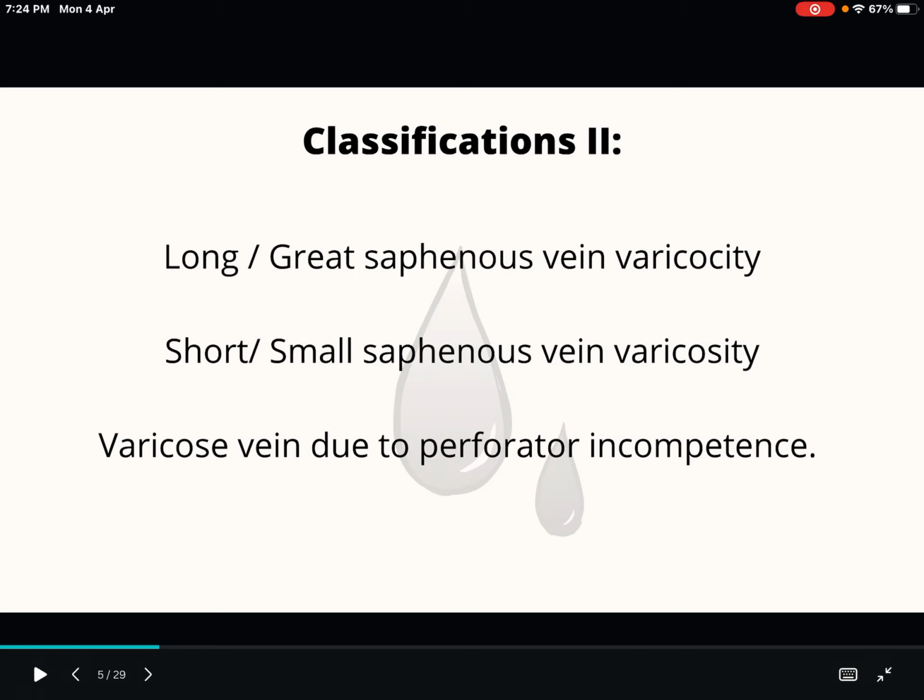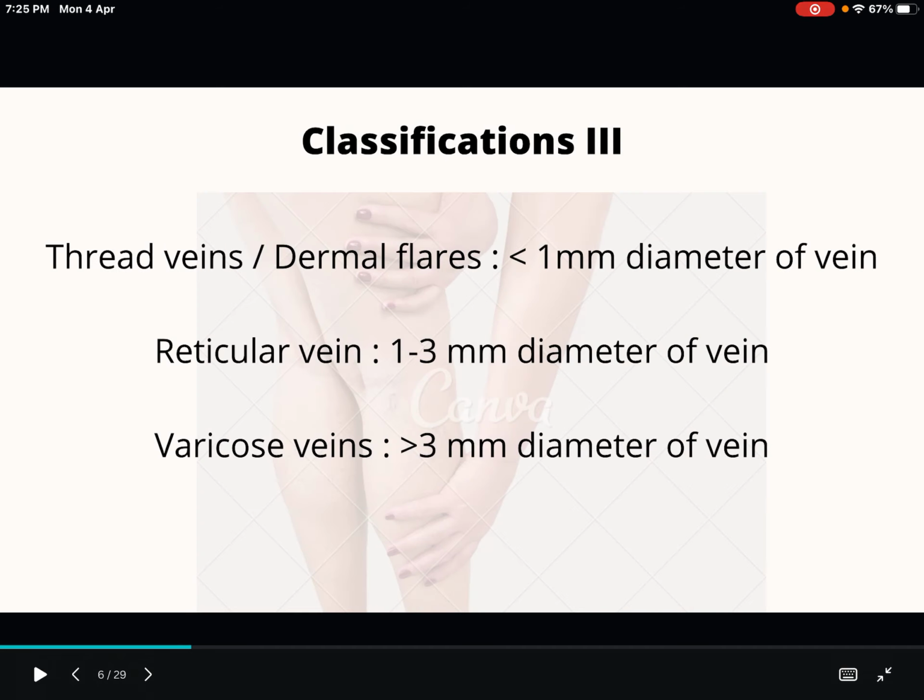Coming to the second classification, it depends upon the anatomy. Long or great saphenous vein varicosity, short or small saphenous vein varicosity, or varicose vein due to perforator incompetence. That is the second type. The third type depends upon the diameter of the vein. If it is less than 1 millimeter in diameter, it is called thread veins or dermal flares. If it is 1 to 3 millimeter in diameter, it is called reticular vein. And if it is more than 3 millimeter in diameter, it is called varicose vein. So this is the classification according to the diameter of the vein.